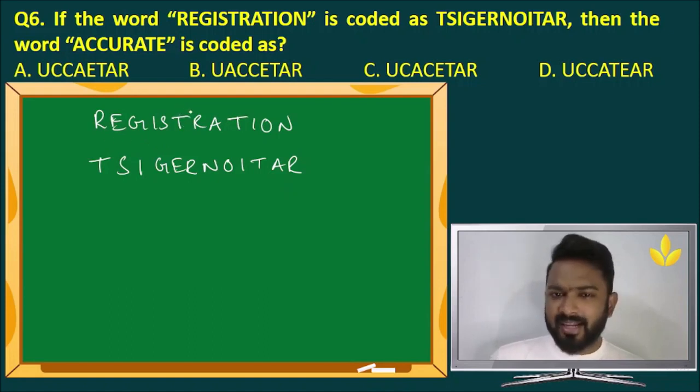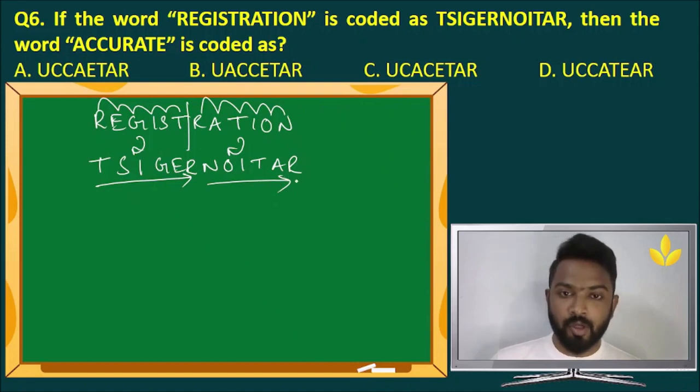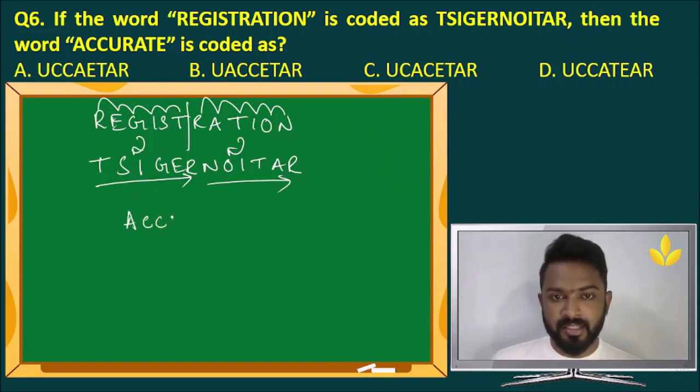This is a slightly difficult, complicated one. We take the half of this word and then reverse both the sections. Look at this. We have TSIGER and then NOITAR. So the same logic has to be applied to accurate. We have ACCURATE.